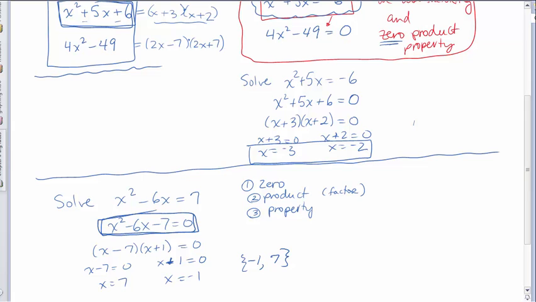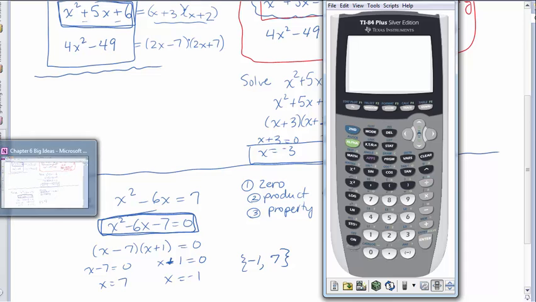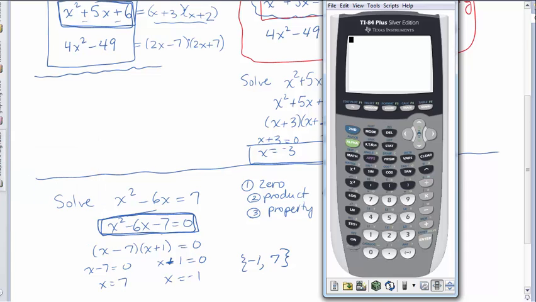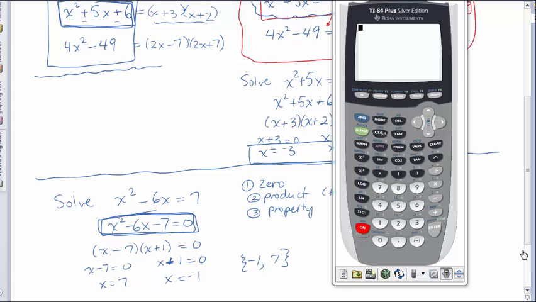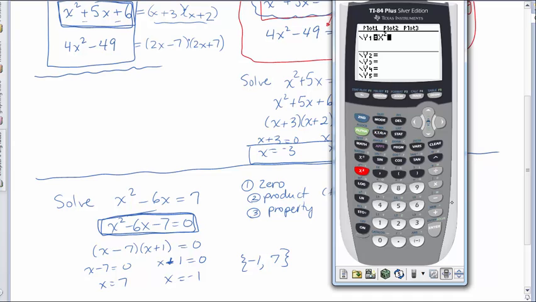If I want to use my graphing calculator, I'm going to look at this line right here where this is equal to 0. And that's what I'm going to use for my graph. Okay, so if I want to solve this with a graph, I'm going to take this equation that's equal to 0 and I'm going to put it into y equals. So I'm going to put x squared minus 6x minus 7 in here. And the 0 actually, that's where the y is. So I'm looking at places where y equals 0.